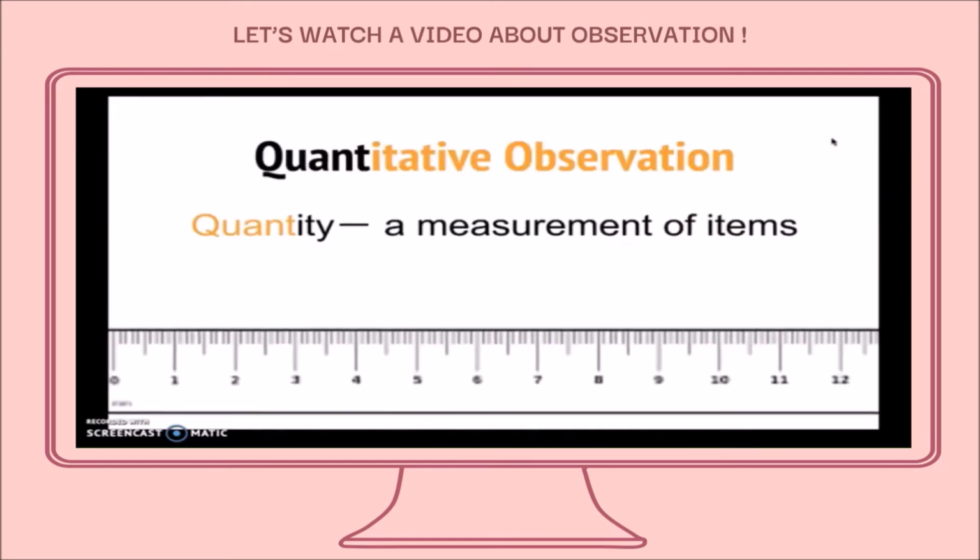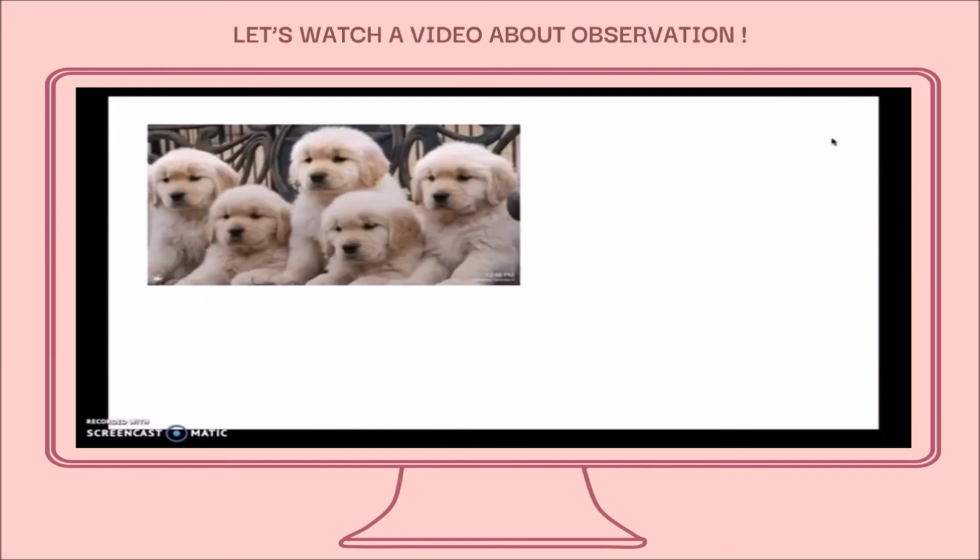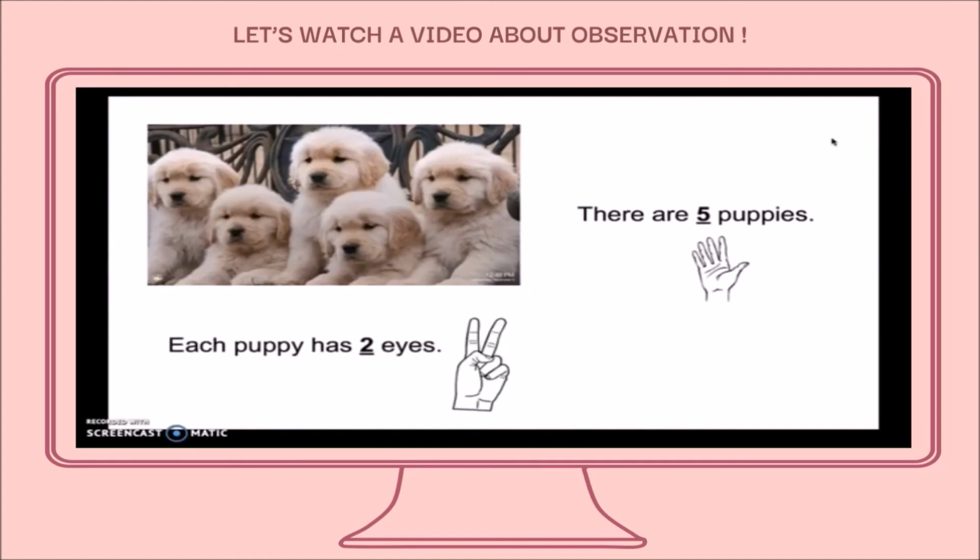Now, for quantitative observations. The word quantitative comes from the word quantity, which means a measurement of items. A quantitative observation is when we use measurements to observe. Now back to our puppies. Let's make some quantitative observations. There are 5 puppies. Each puppy has 2 eyes. If we were actually with these puppies, we could measure their height and weight. Those would also be quantitative observations.